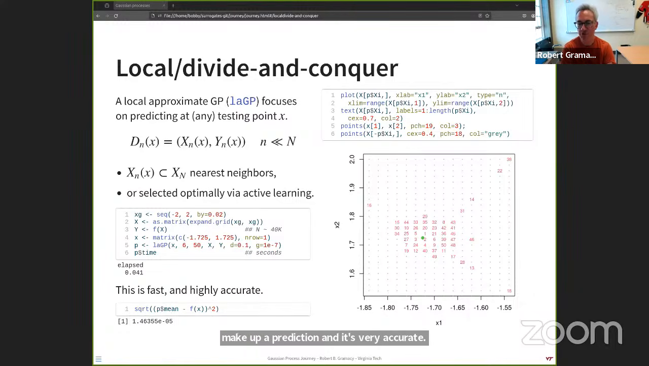On the right, I'm showing you what one of those neighborhoods might look like if the full training data set is the gray dots. The gray dots are just showing you one little window of a big testing set. The testing set is actually of size 40,000. I'm showing you a subset of it. And if I use only the red numbered locations, up to 50 of them, that's what the optimally selected subset looks like in the input space.